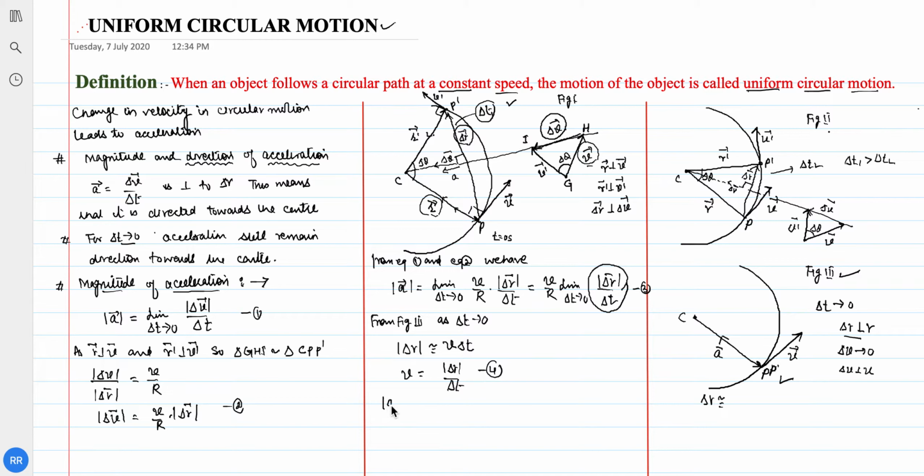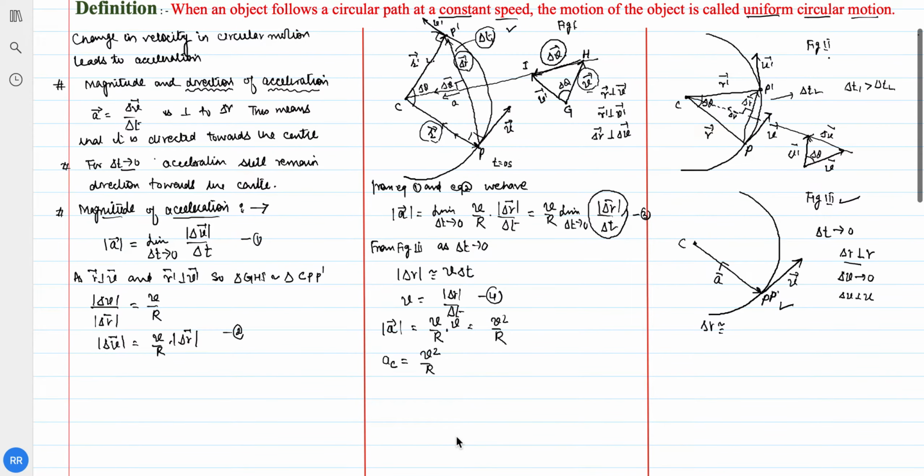So the magnitude of acceleration is equal to V upon R, and in this case this is velocity, so this will become V square upon R. This is what the centripetal acceleration is. A_C, centripetal, is equal to V square upon R. So this is called centripetal acceleration. A_C is called centripetal.